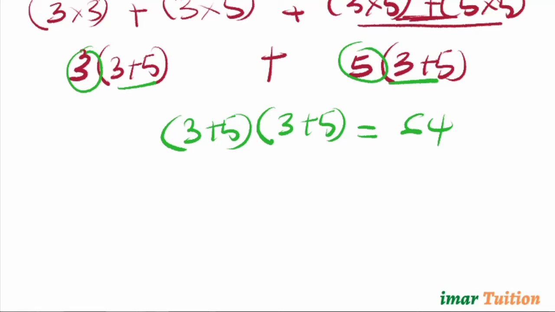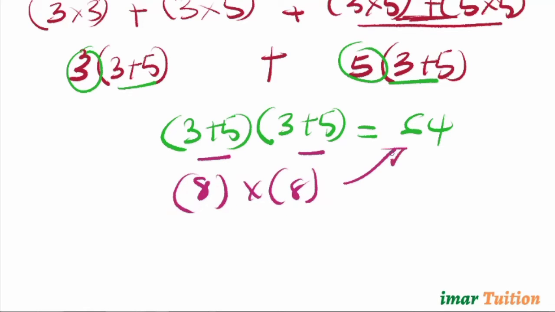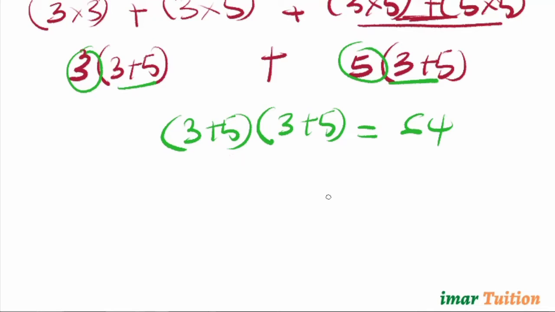How to multiply this? Two options. You can actually add these two together, add these two together. Here you have 8 times, here you have 8. That gives you 64. There's another way of doing it that I need to show you that will lead us to actual expansion of algebraic expression.